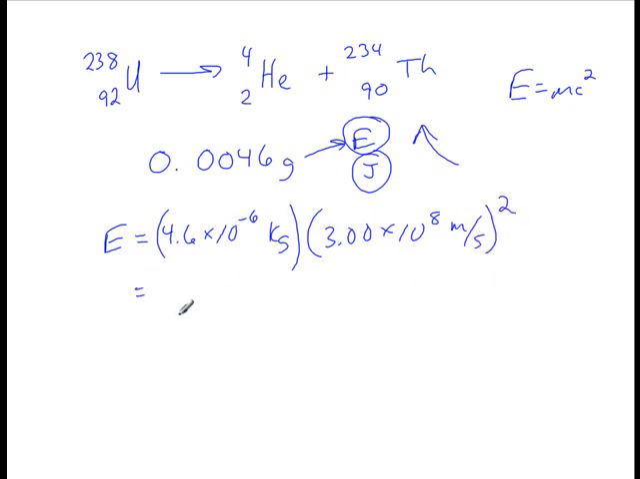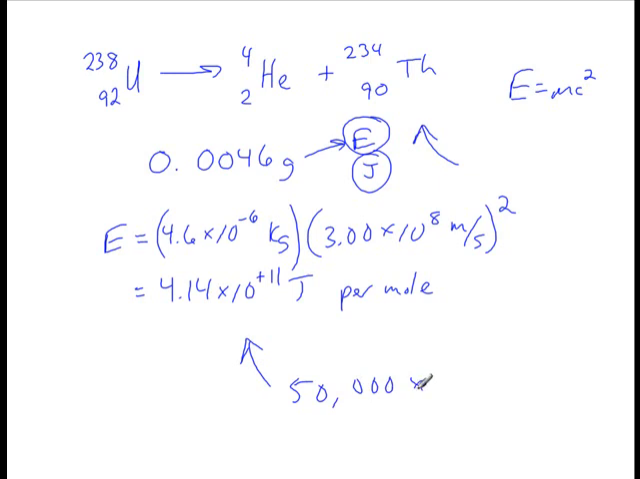And when you calculate this, 4.14 times 10 to the plus 11 joules are released per mole of uranium when it undergoes this particular decay process. So a very small mass change generates a huge amount of energy. I'm just taking this from the book. This is 50,000 times more energy than what is generated from the combustion of methane, natural gas.